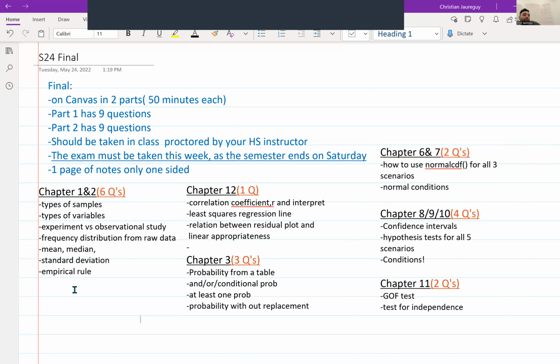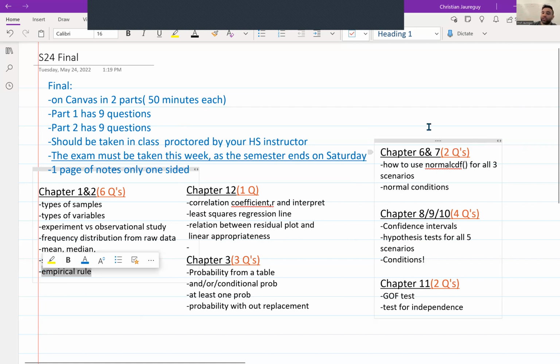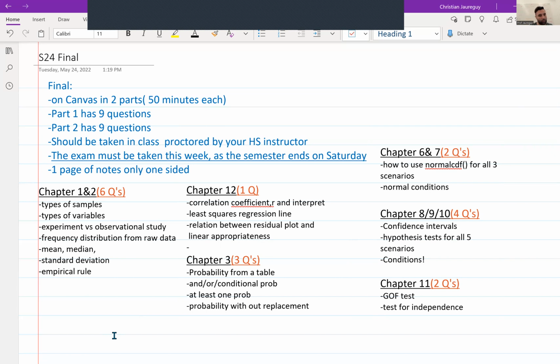Then we do have an empirical rule question. And now this one's a little bit tricky because we're finding approximate area under the curve, whereas in chapters 6 and 7, we learned how to find the exact amount. So just remember there's that 68, 95, 99.7 rule. So we want to take a look at that.